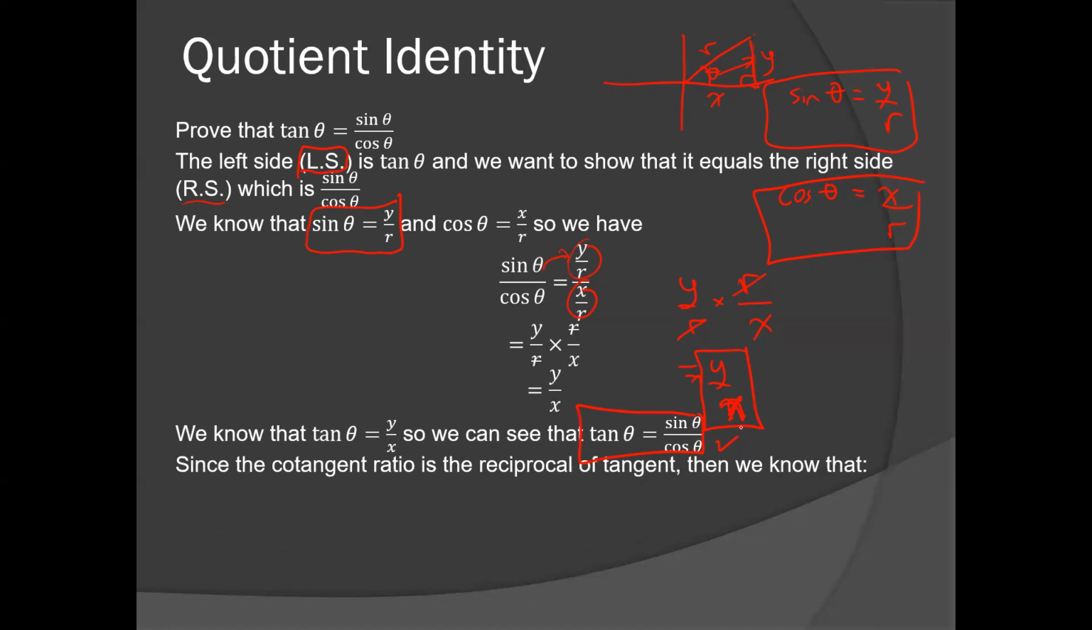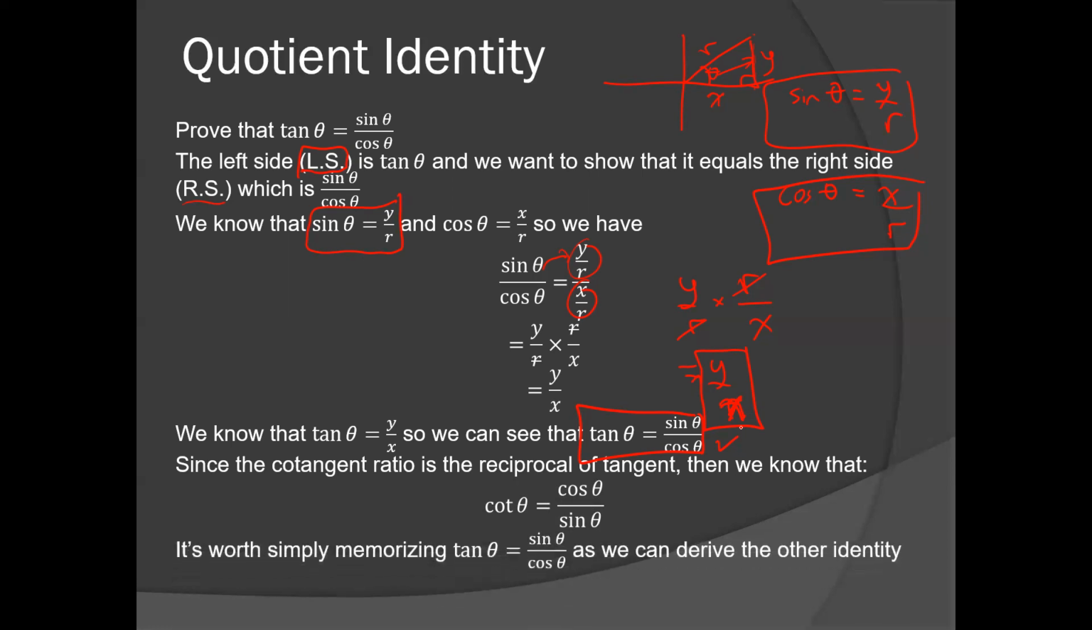the second identity there? My second identity that we're given is that cotangent theta is equal to cos theta over sine theta. So how can I prove this? Well, we know that cos theta is going to be equal to x over r, and sine theta is going to be equal to y over r. So we can actually solve it the exact same way. We can set it up in the exact same way that we did here.